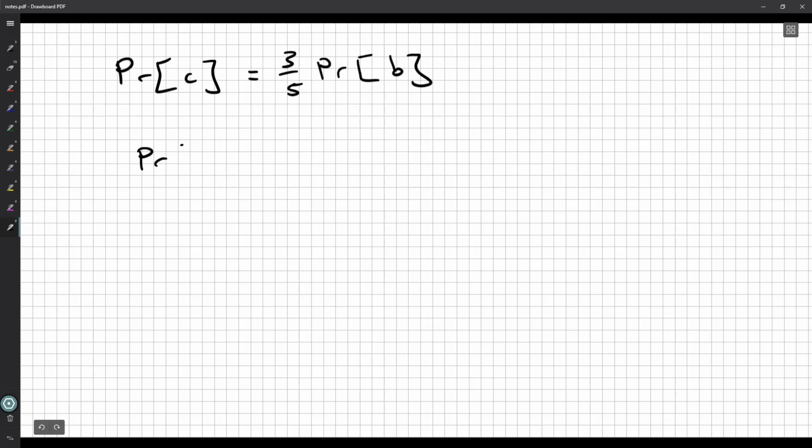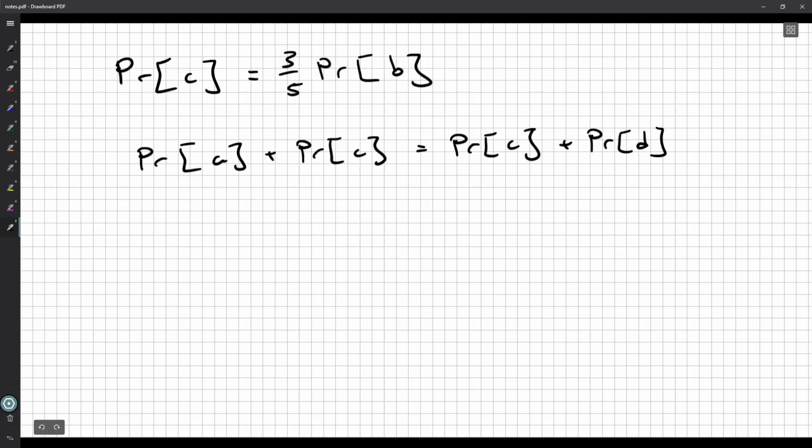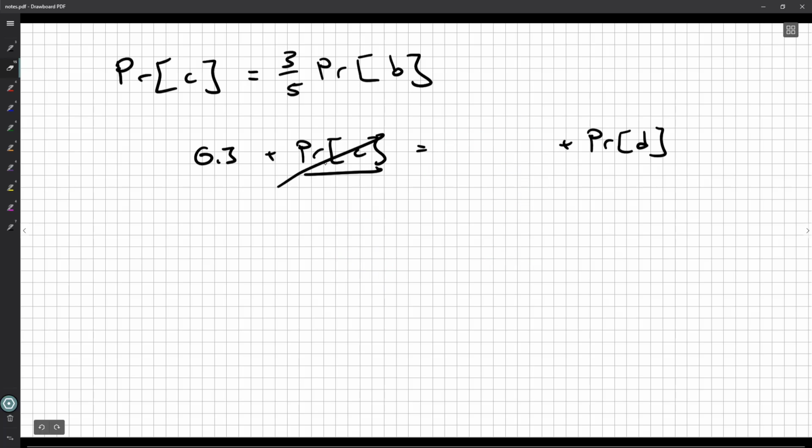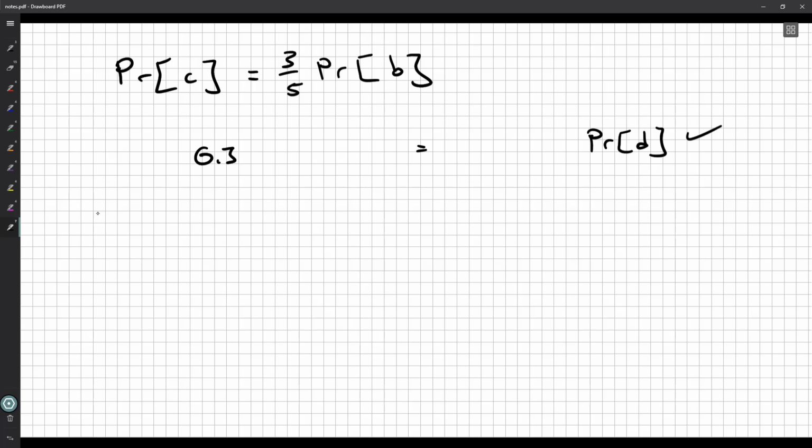I think now might be a good time to say, well, I just did work out the probability of A. I know it's 0.3. And I've got the probability of C on both sides. So whatever it is, if it's 0.6 or if it's 0.1, I can just cancel them out on both sides. Just subtract the probability of C from both sides, like an algebra problem. And what is that left with? Well, that shows me the probability of D is also 0.3. So the probability of A is 0.3, the probability of D is 0.3.